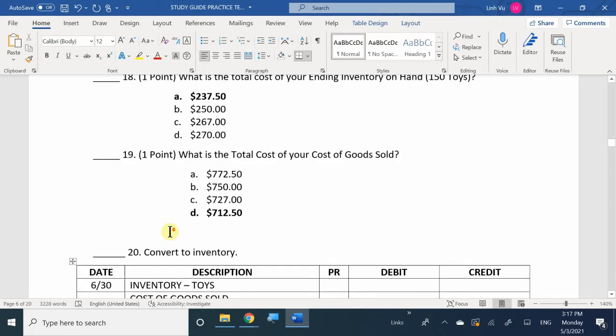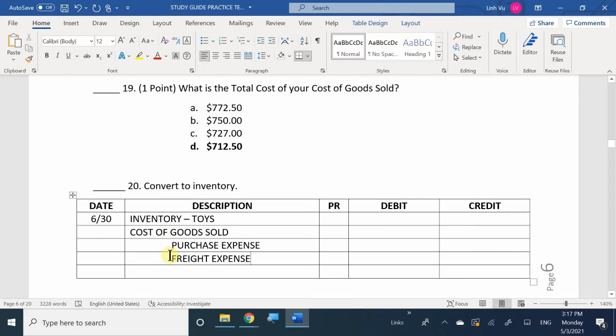$237.50 for inventory. Correct, because that's our ending inventory. That's the inventory that we actually still have. So $237.50. And $712.50 for cost of goods sold. Yes. Right. Purchase expense was $800, and freight expense $150.